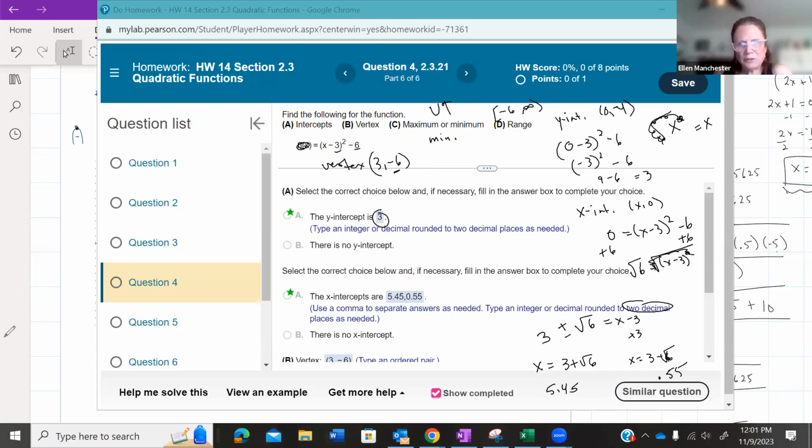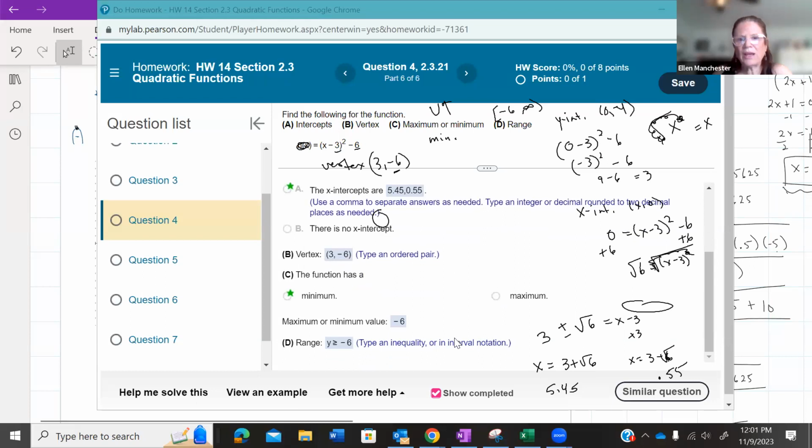Okay, and let me just double check. They're asking you, you can type it either as an inequality or as interval notation. So interval notation is the way I wrote it, from -6 to infinity, or you can write y is greater than -6. Same thing, or same message, I guess I should say. Okay. All right. Any questions so far? We'll do several more of these when we come back.